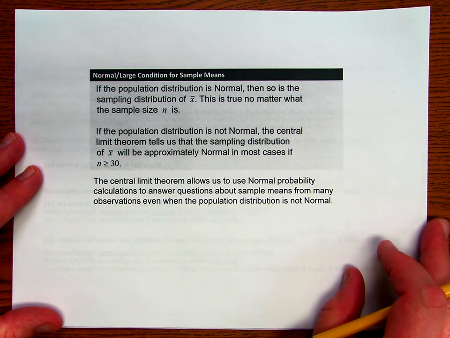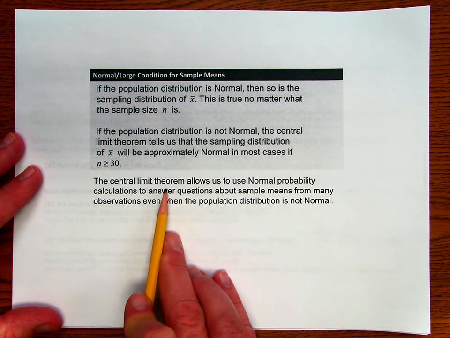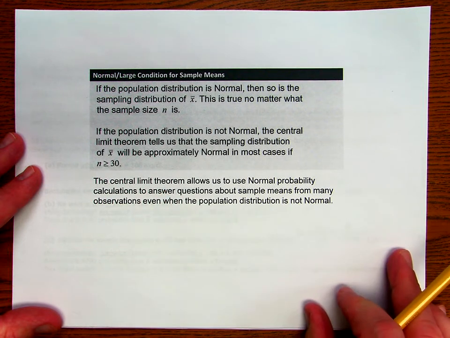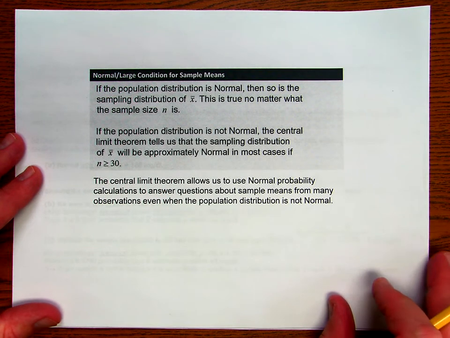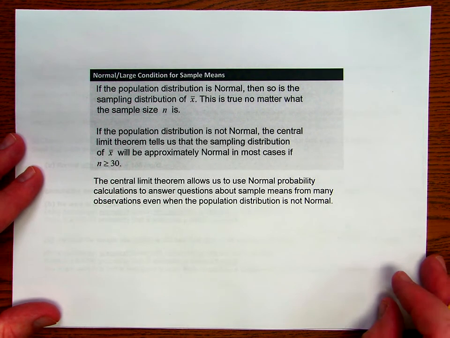This is critical because the central limit theorem, or CLT, you can use that abbreviation, allows us to use normal probability calculations to answer questions about sample means for many observations, even when the population distribution is not normal.